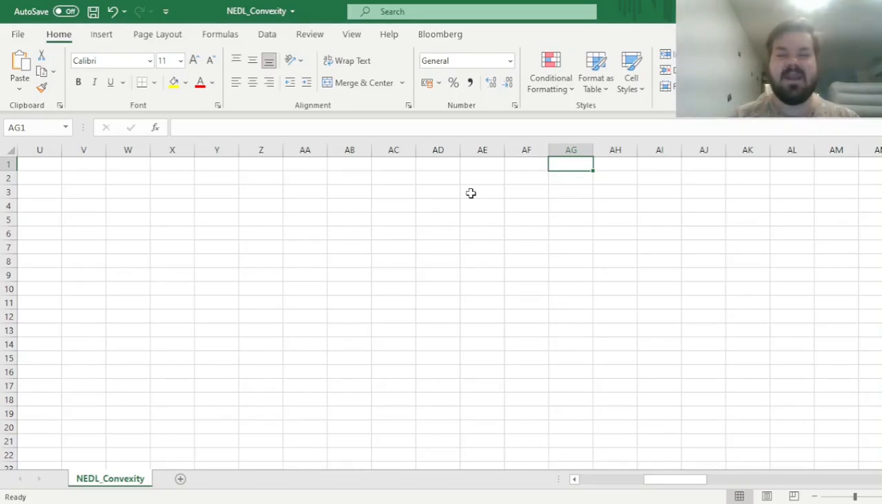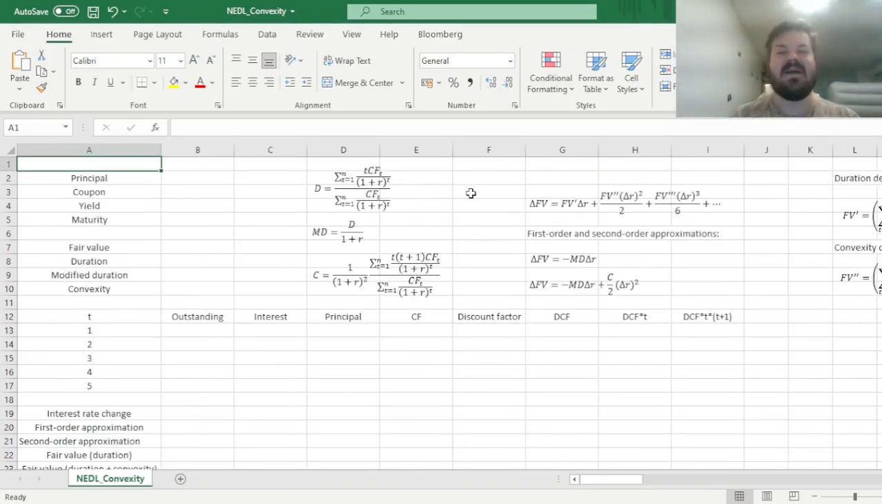My name is Seba, and today we're digging deeper into the duration and convexity concepts that are very handy in bond valuation and risk management, and investigating why these approximations really work and how well they work for small and large interest rate changes and respective changes in fixed coupon bond value.